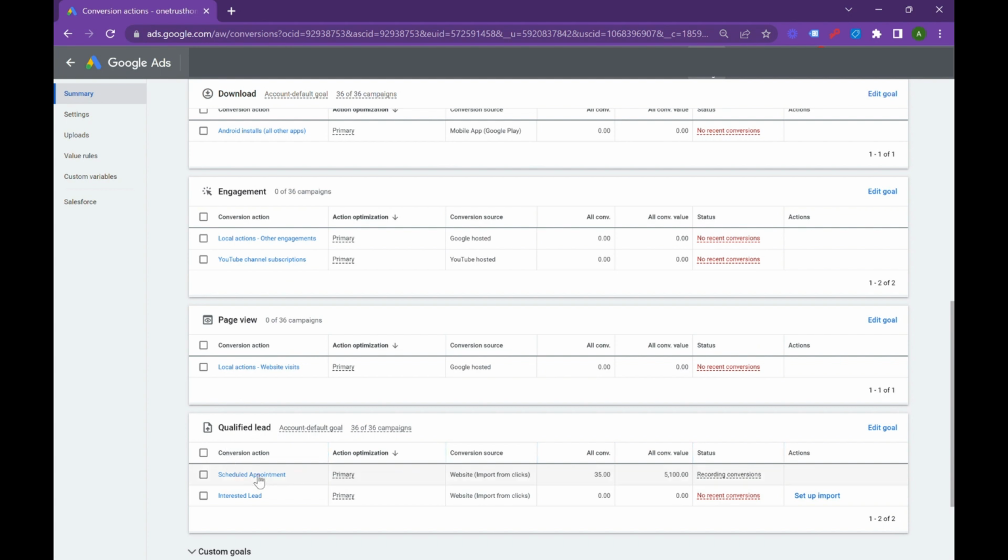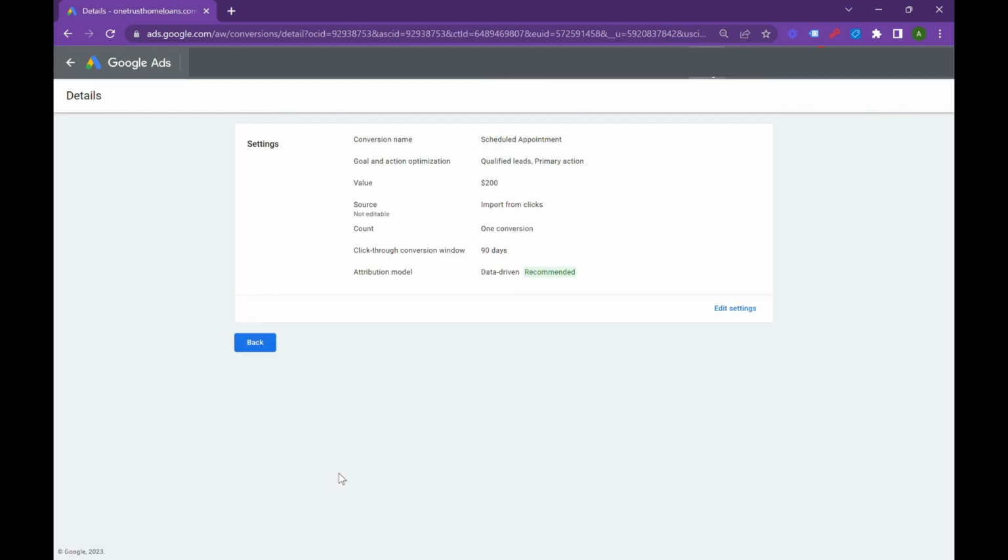So let's hop into the qualified lead and actually see what this looks like. In this example, we push in scheduled appointments. So every time a lead that comes from Google schedules an appointment, we configure our CRM to send that data to a spreadsheet where we say, hey, GCLID123 scheduled an appointment, and they're worth $200.